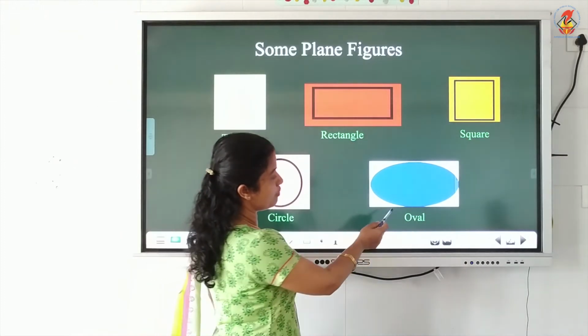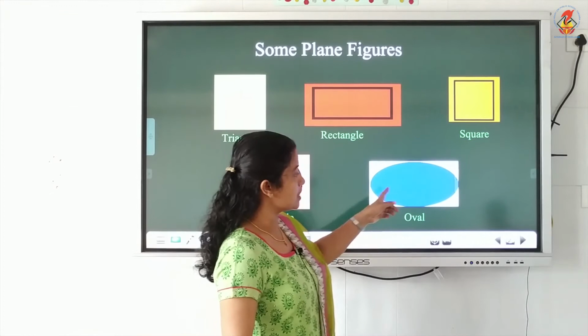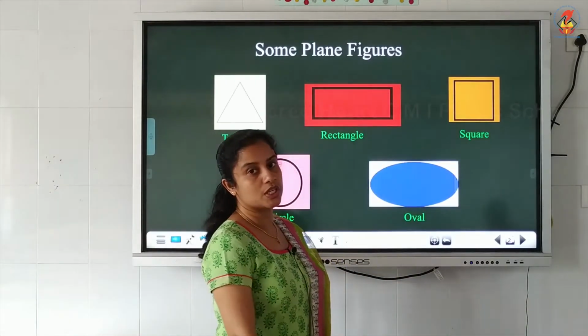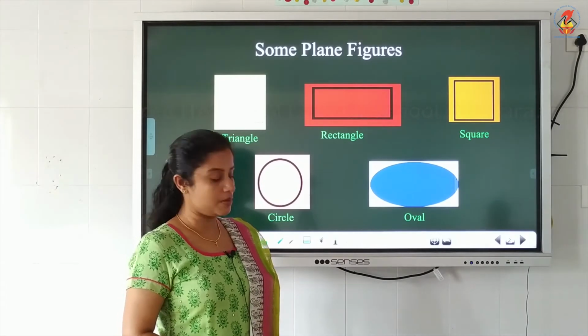In the case of oval also, oval is also a closed curve. Is there any sides and corners for an oval shape? No, there are no sides and no corners for oval shape.